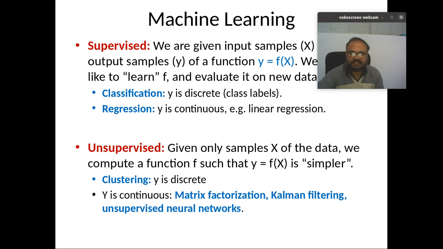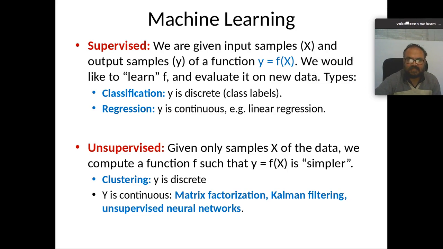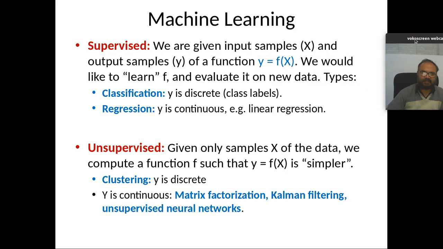Machine learning can be of two types. One is called supervised and another one is called unsupervised. In supervised, we are given input samples x and output samples y, and there is a function which maps the input samples to the output samples, y is equal to f of x, and we would like to learn this function f and then evaluate it on new data.